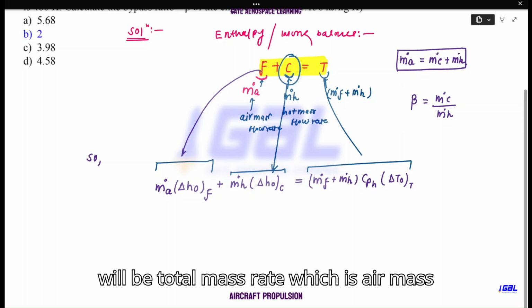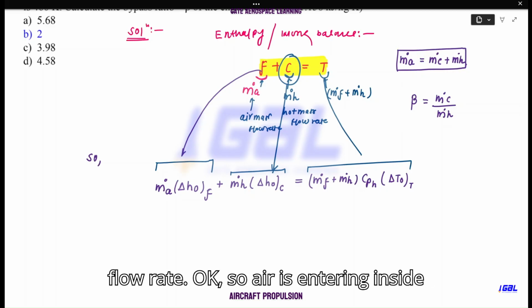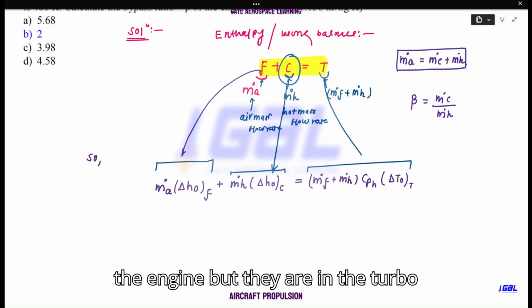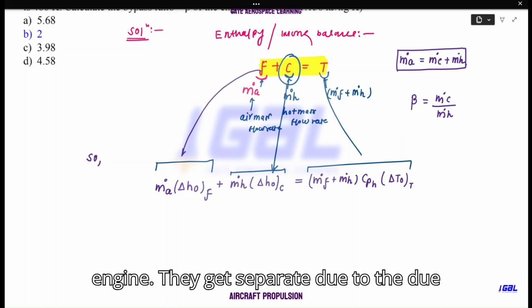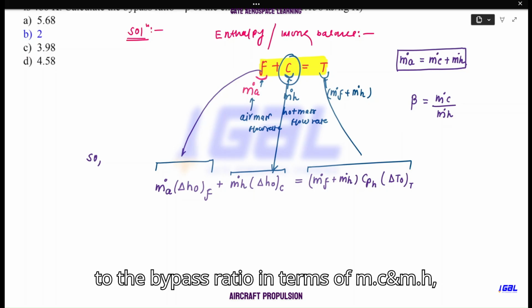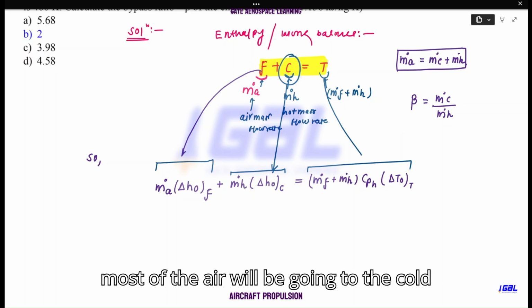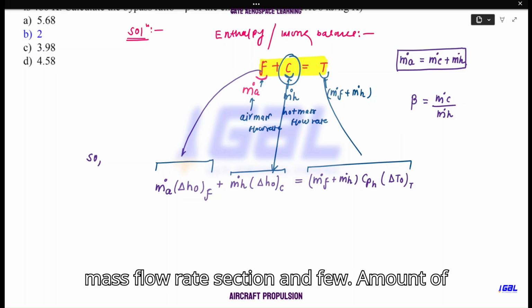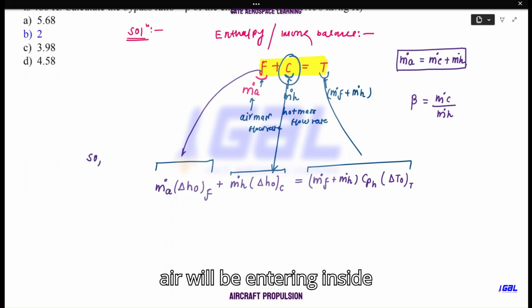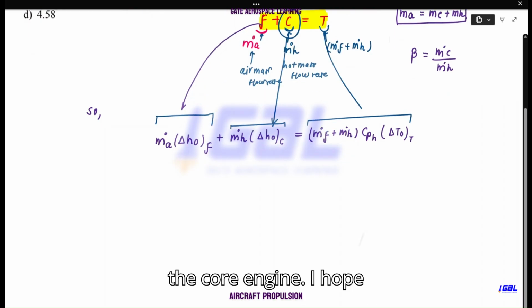So air is entering inside the engine, but in the turbofan engine they get separated due to the bypass ratio in terms of m dot c and m dot h. Most of the air will be going to the cold mass flow rate section, and a few amount of air will be entering inside the core engine. I hope you have studied the turbofan engine properly.